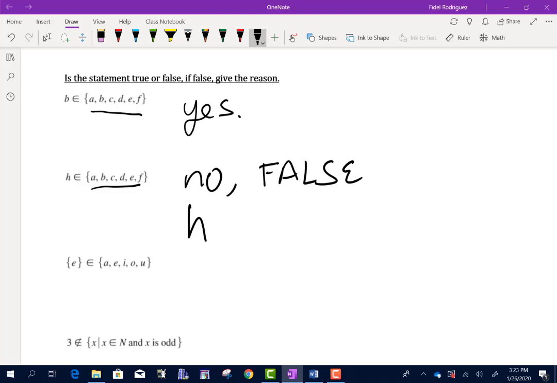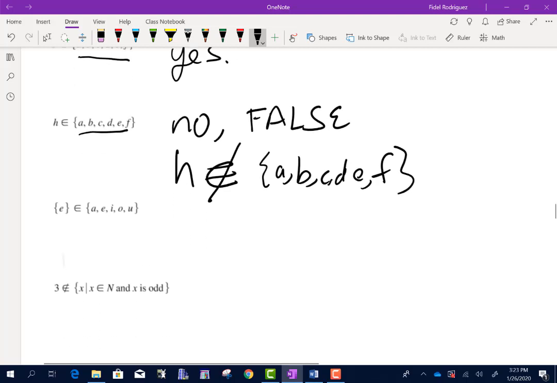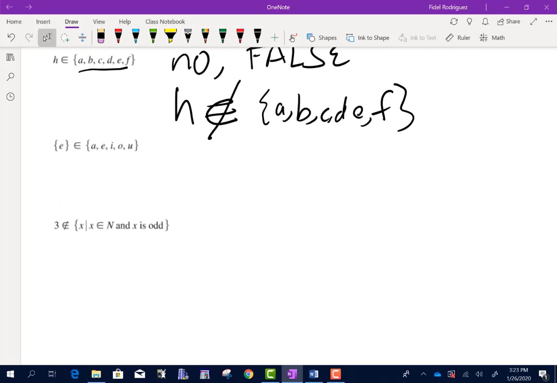And we would say H is not an element of the set A, B, C, D, E, and F. Okay. Now, guys, I'm going to come back to this third one in a minute. I want to ask us this one here. Look what this is saying.